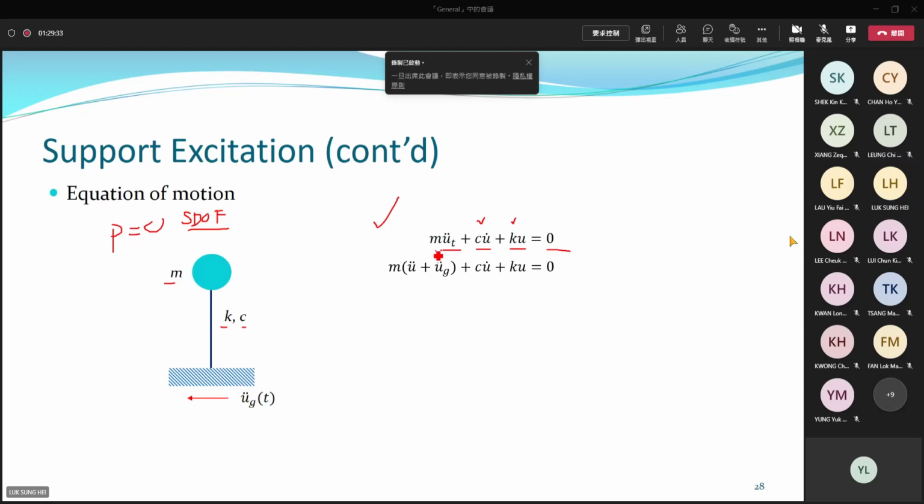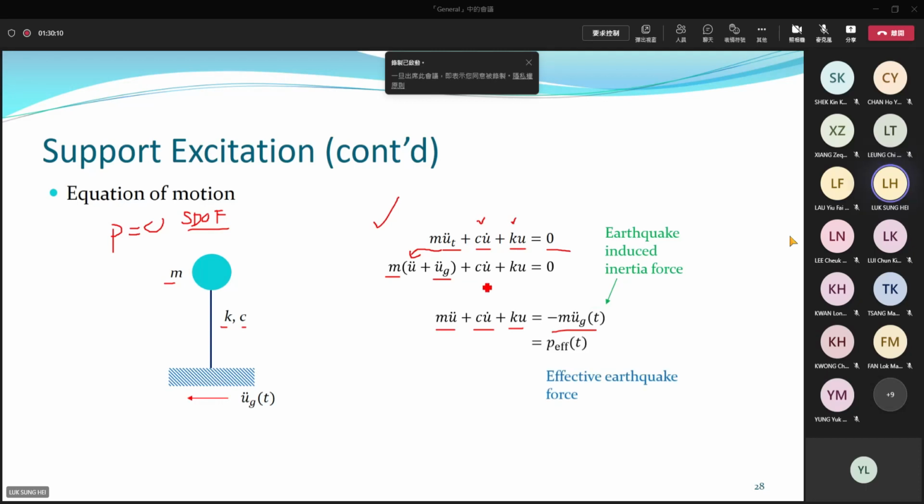UT equals the summation of U double dot and UG double dot, so m times that, plus cu dot plus ku. You can move m U double dot G to the right-hand side of the equation, and then keep everything related to U on the left-hand side: mu double dot plus cu dot plus ku equals minus m u double dot g. This is the force induced by the earthquake.